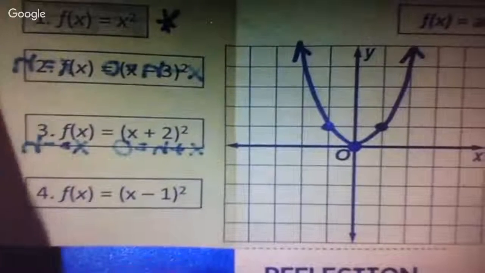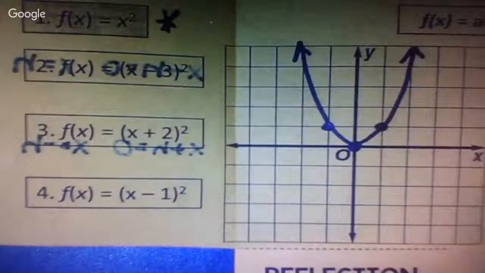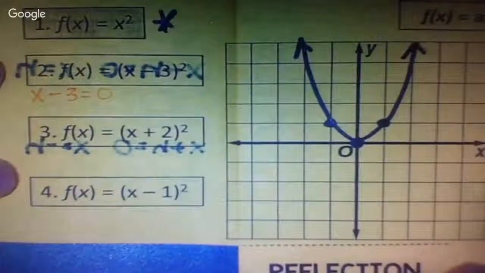That's my parent function. That's my original. We're always going to draw an original. Okay. Number 2, I've changed my function by putting x minus 3 in parentheses now. So in order to figure out which way it moves, we would set this equal to 0. X minus 3 equals 0.